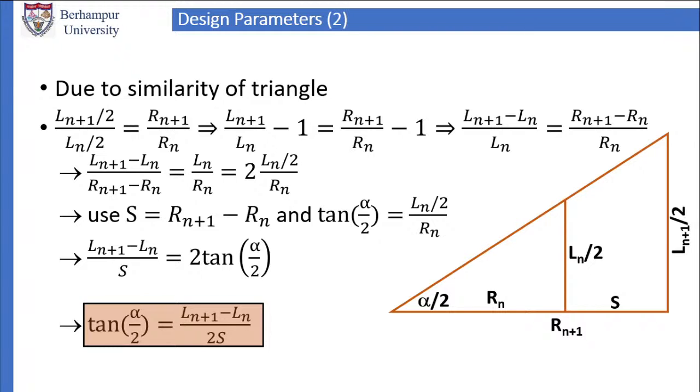Now from this we can say Ln plus 1 minus Ln divided by Rn plus 1 minus Rn is equal to Ln by Rn. That we can say 2 times Ln by 2 divided by Rn. What we have done is divided the numerator by 2 and multiplied it by 2. Now use S is equal to Rn plus 1 minus Rn and tan alpha by 2 is equal to Ln by 2 by Rn. From the triangle you can see Ln by 2 divided by Rn is equal to tan alpha by 2. If we use that, then we can say Ln plus 1 minus Ln by S is equal to 2 times tan alpha by 2, or tan alpha by 2 is equal to Ln plus 1 minus Ln by 2 times S.